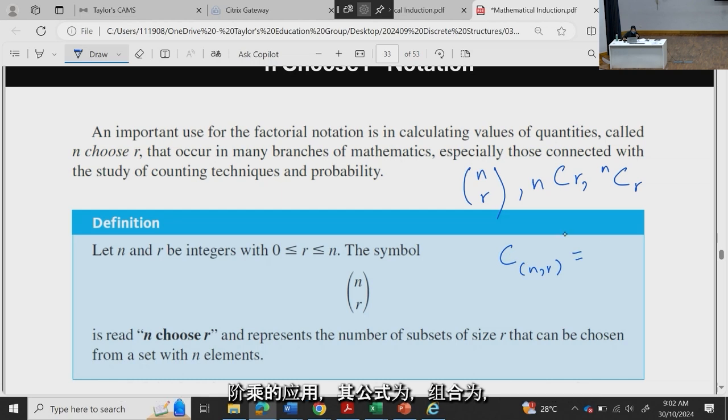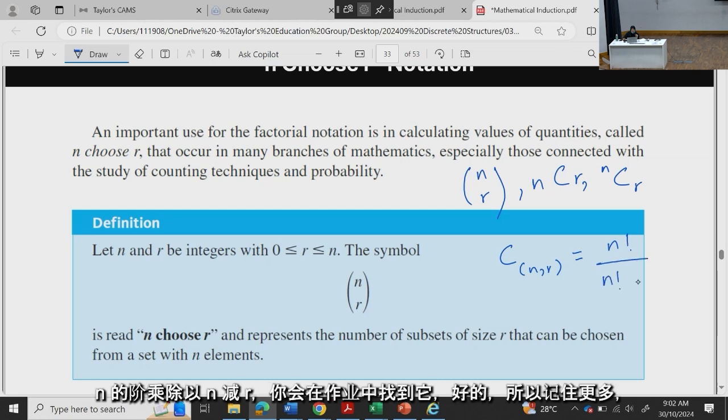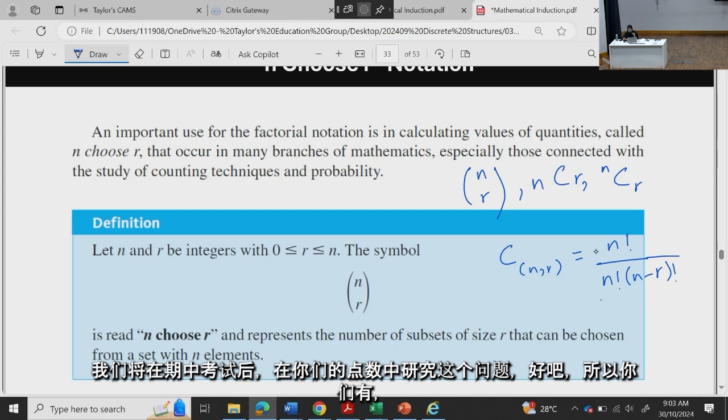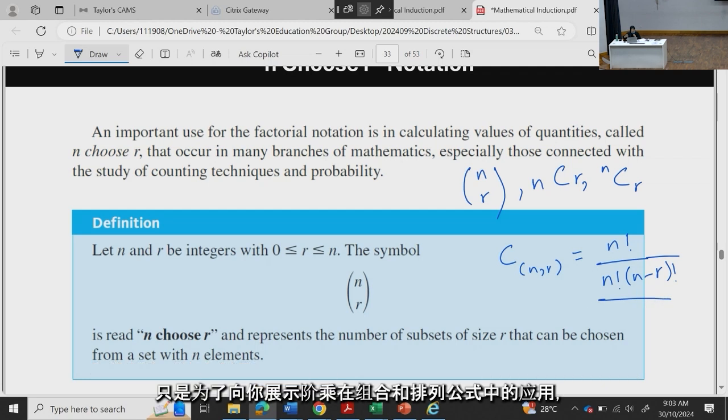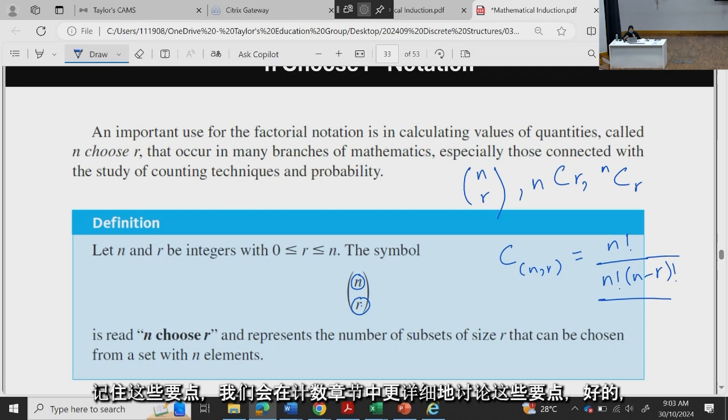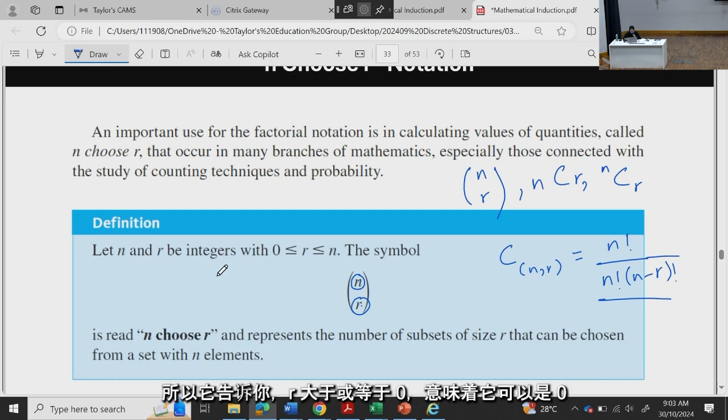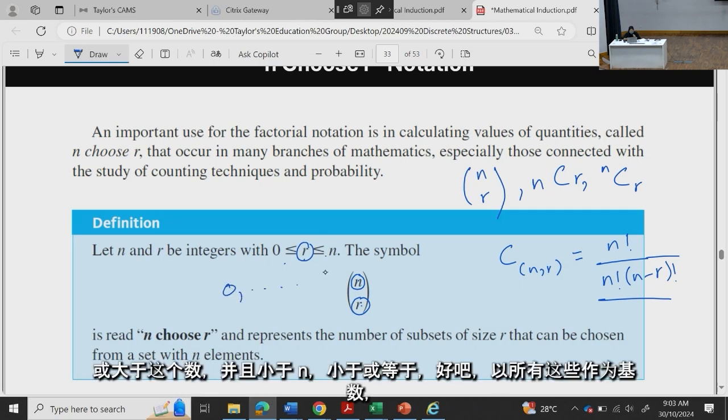here there is a formula where you have the application of factorial. The formula for this, for combination, is n factorial over r factorial into n minus r factorial. You will find it in your assignment. Okay, so remember, more we will study about this in your counting later on, after your midterm. So here, just to show you that there is an application of factorial in combination and permutation formulas, and how do you read it, n choose r. And usually the value of n is greater than r. Okay, so just remember these points. We will look into these in more detail in your counting chapter. Okay, so this is what it is telling you, that r is greater than or equal to 0, means it can be 0 or greater than that, and it is less than n. Less than or equal to.